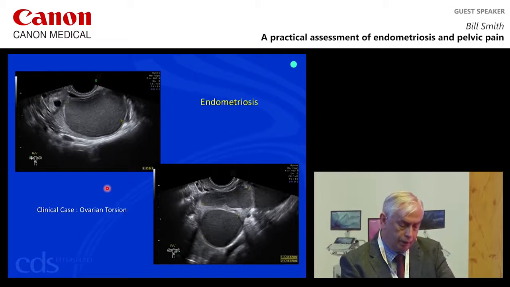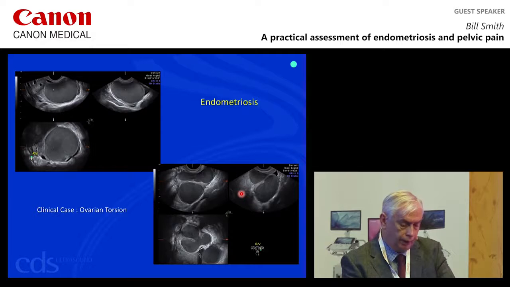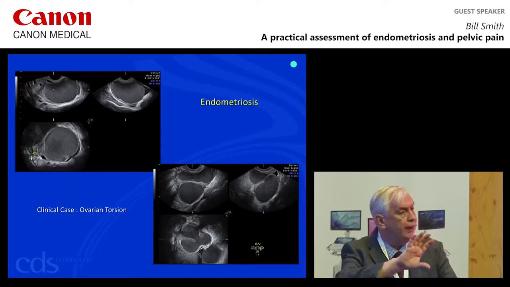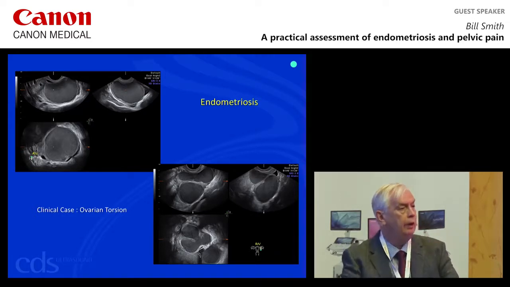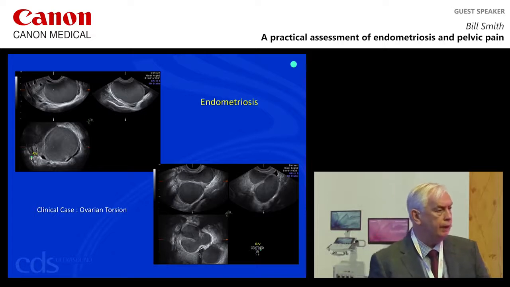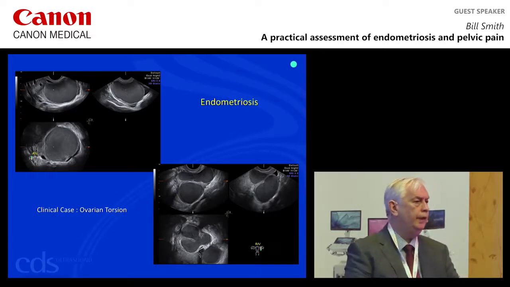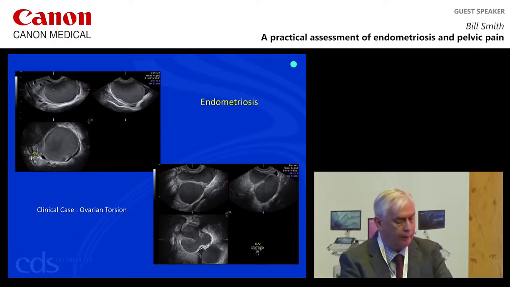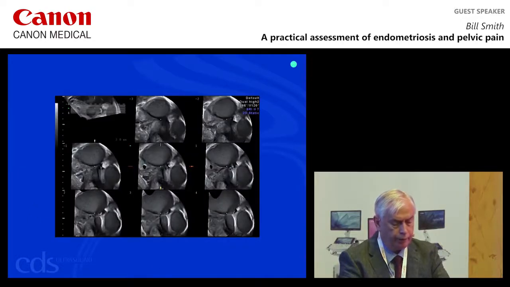If we look at the left ovary in 3D, you'll see this defect here, clover leaf appearance. That's because the endometriotic cyst has twisted. This is a 3D diagnosis. So again, it shows you the advantages of using 3D as well as high quality 2D grayscale. Just further images from that point of view.